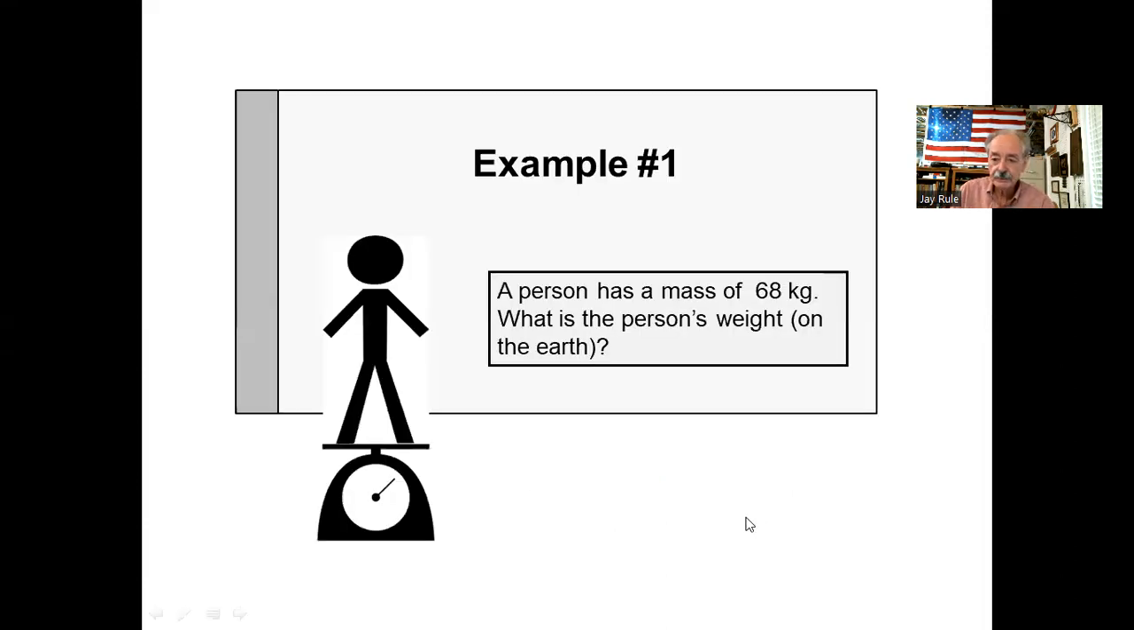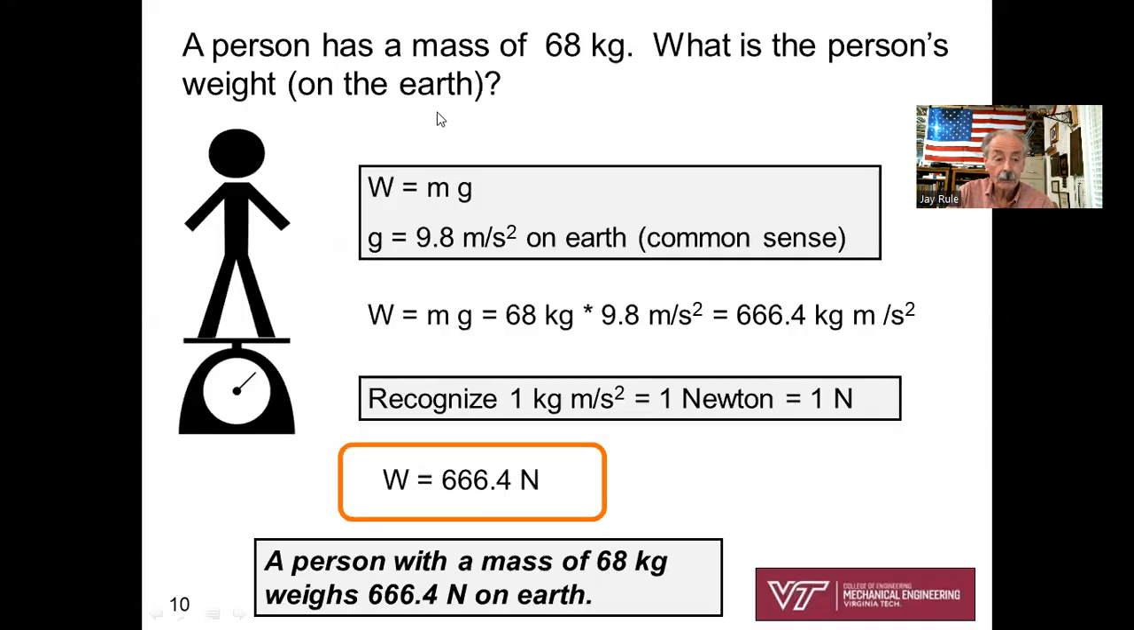Example 1, a person has a mass of 68 kilograms. What is the person's weight when the person's standing on the earth? We're not going to cover anything about a person standing on the moon. Let's not go there. Okay. What is the person's weight on earth? Here's a quick quiz before we go to the next slide. What units in SI will be a person's weight? Newtons. Okay, so here we go.